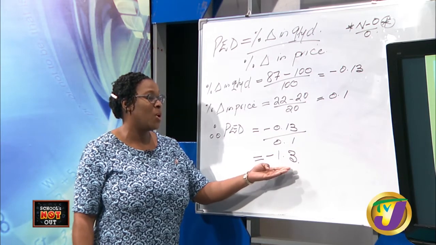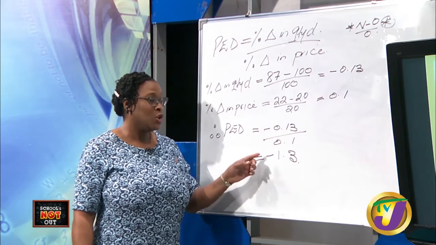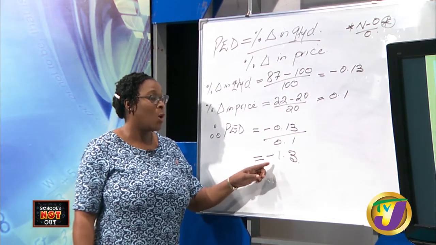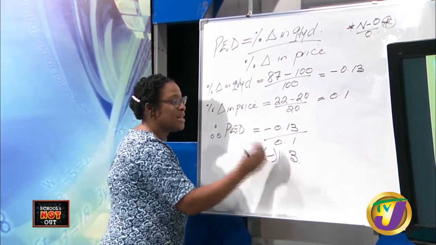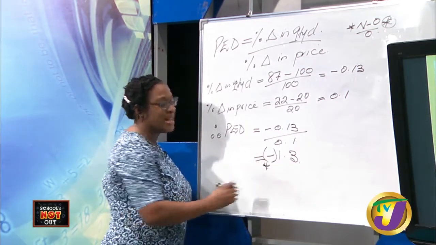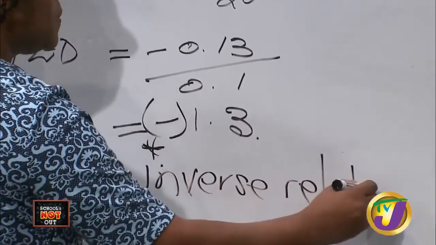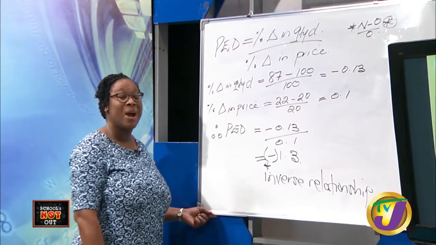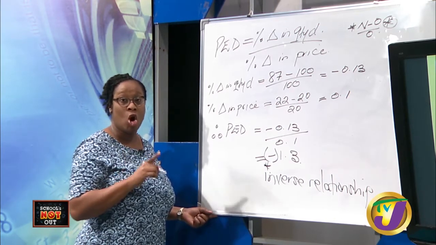From a mathematical point of view, if I ask you if this is greater or less than 1, and you're looking at the negative sign, you're going to say to me it is less than 1. However, for economics, the price elasticity of demand, we ignore the negative sign because it's just there to denote that there is an inverse relationship between price and quantity demanded, which is supported by the law of demand.